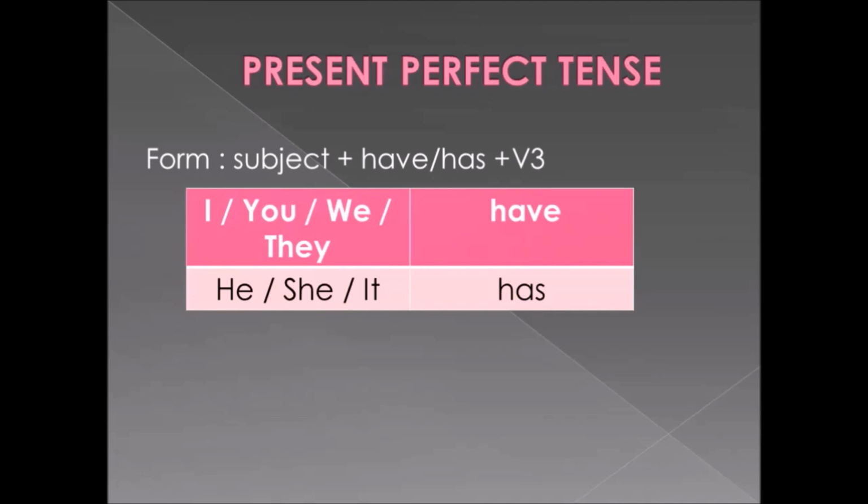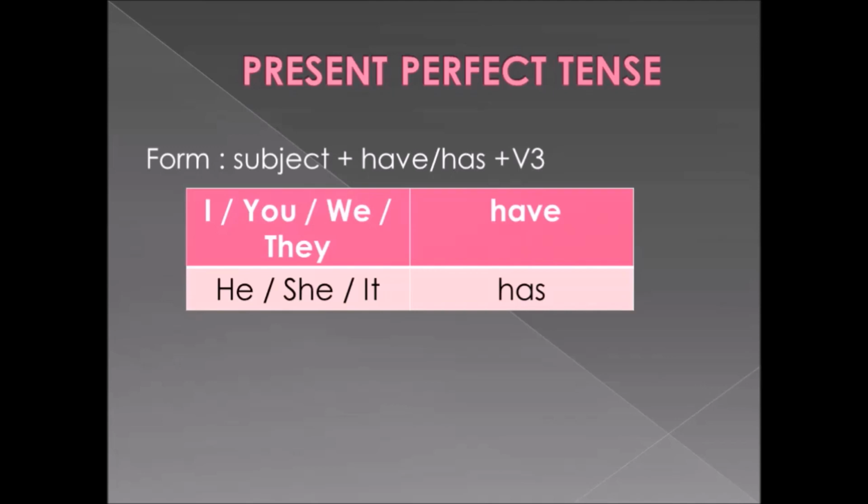Let us take an example verb called eat. E-A-T, eat. So eat is your V1 form of the verb. What is the V2 form of eat? Ate. What is the V3 form of eat? Eaten. So eat, ate, eaten. Likewise, let us take the verb called see. S-E-E, see. What is the past form of see? S-A-W, saw. What is the past participle form of see? S-E-E-N, seen. See, saw, seen, eat, ate, eaten.